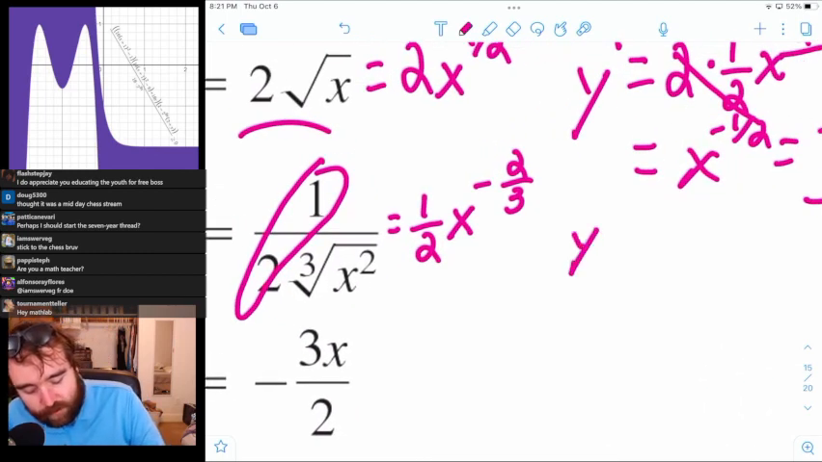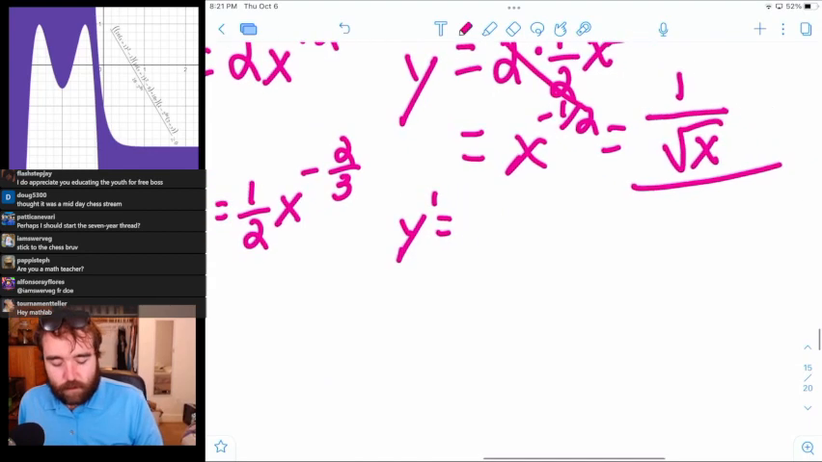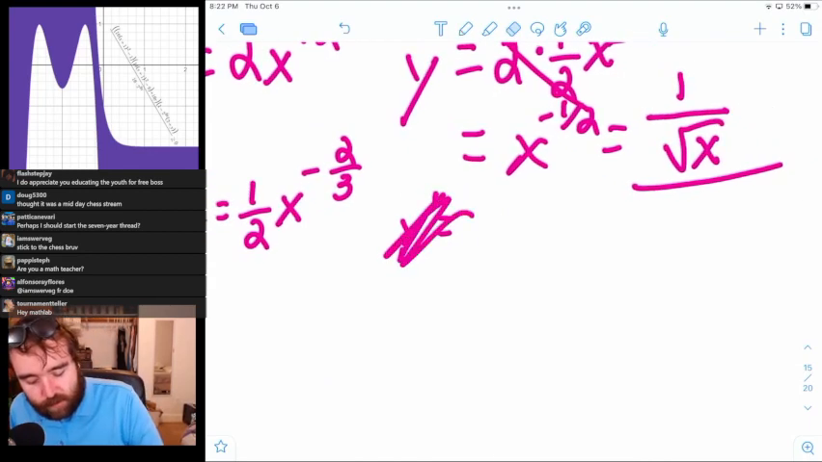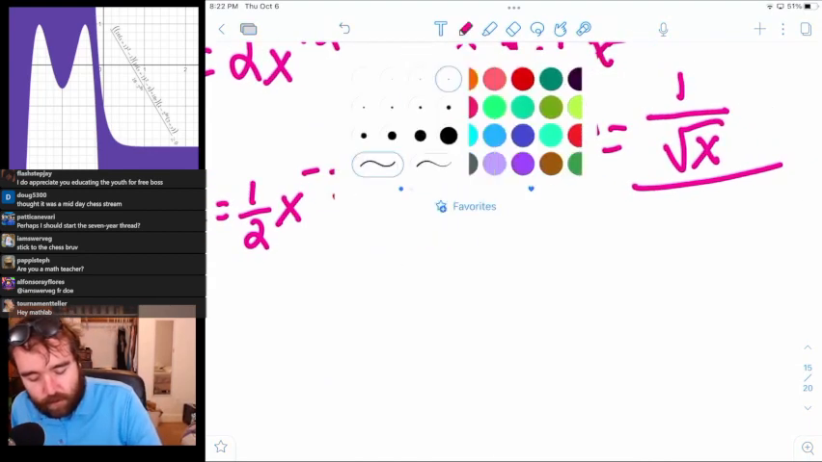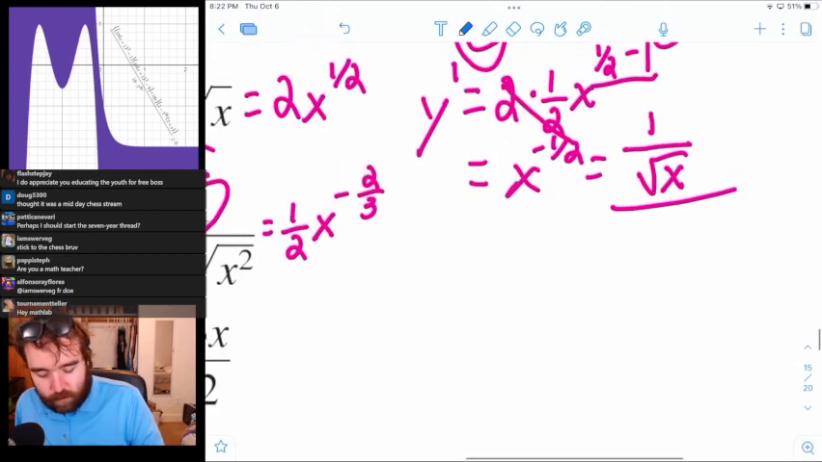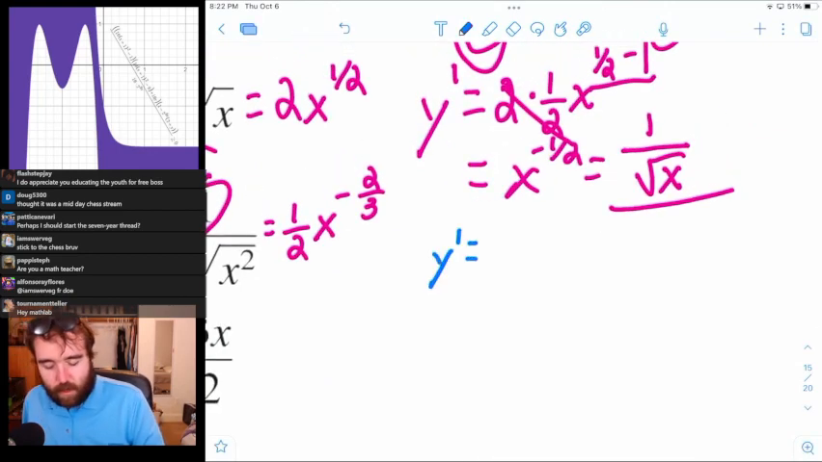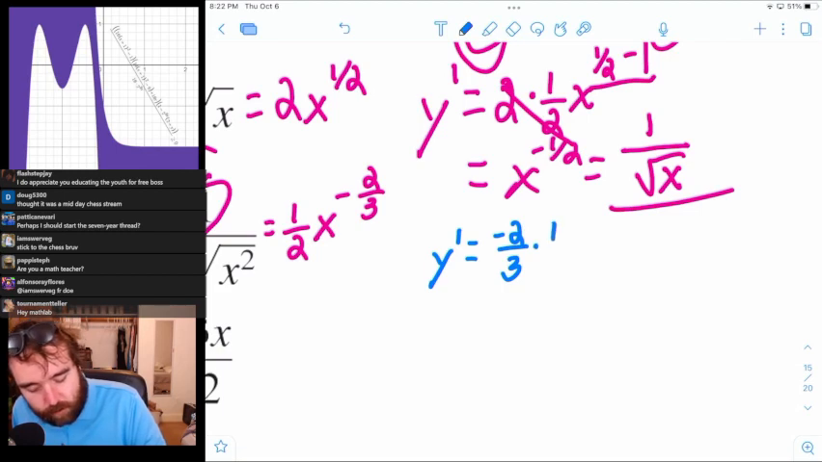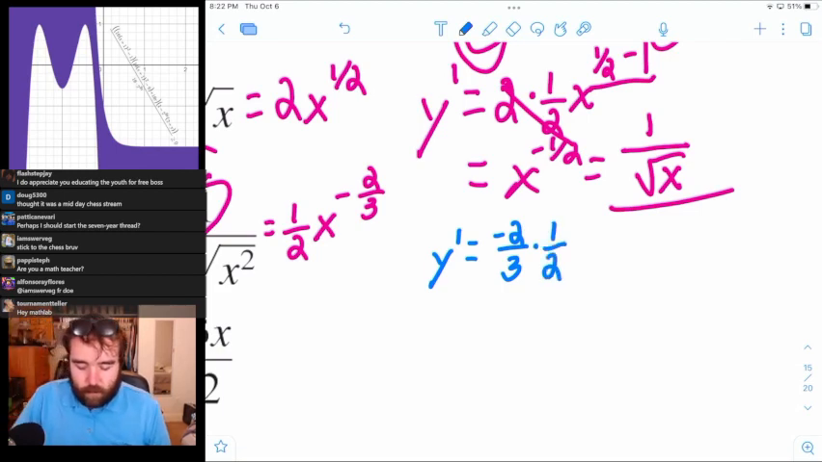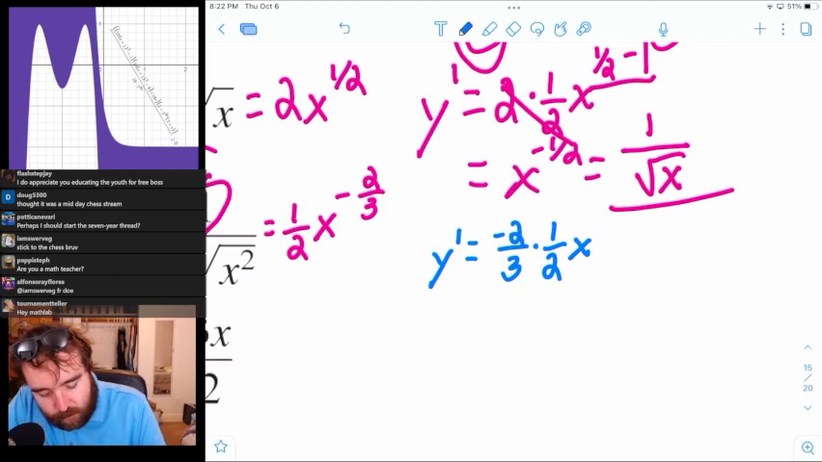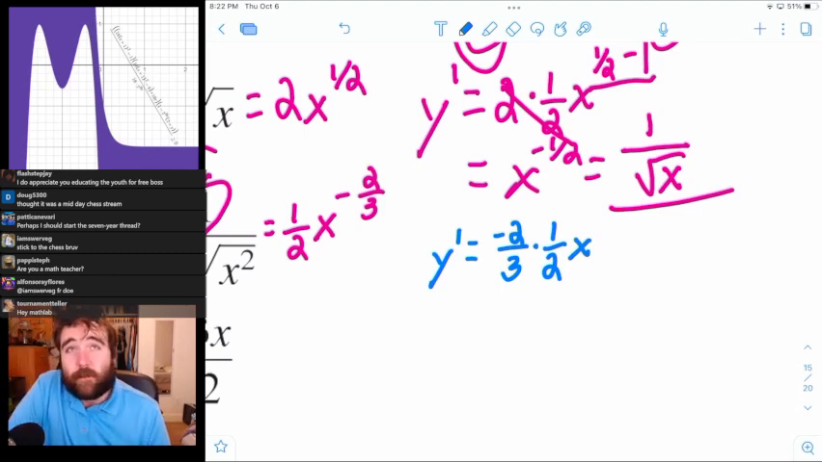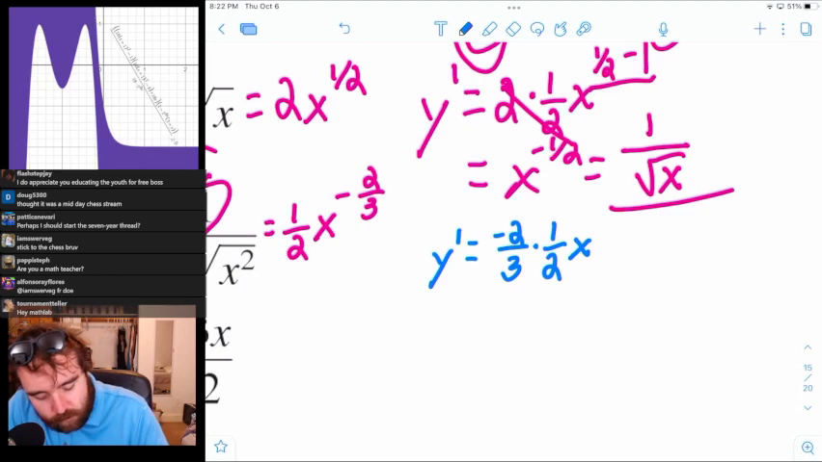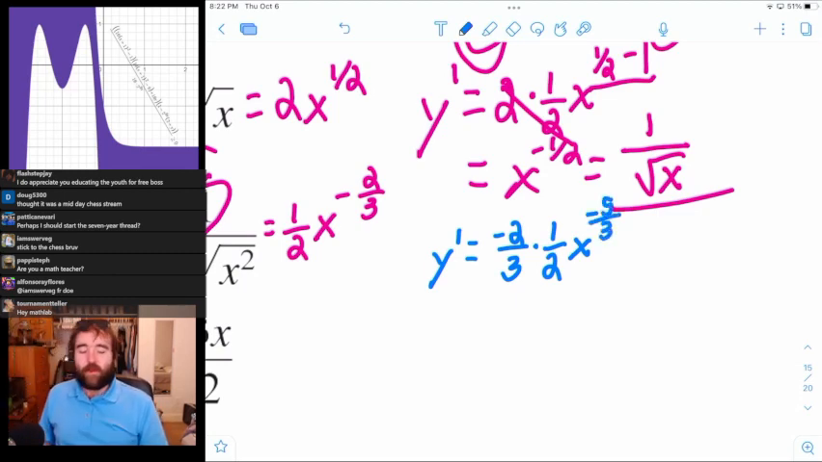So we'll say that the derivative is, let's see, let's change colors, because this is getting a little cluttered here. So we'll say that y prime is, well, we'll bring the negative 2/3 to the front, so negative 2/3. But that's still multiplied by the 1/2. And then x to the negative 2/3 minus 1. So think about that, negative 5/3. And then now we just have to simplify.